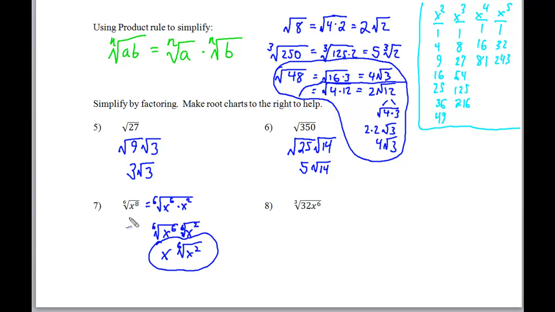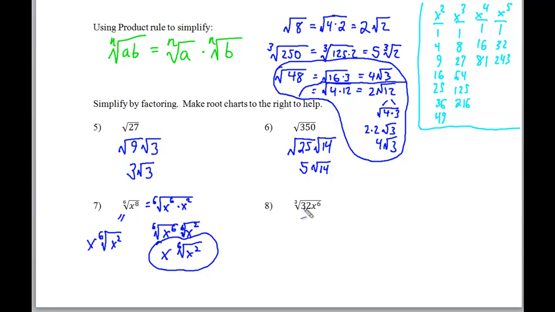An alternative to doing this strategy is to ask yourself, how many times does 6 fit into 8? It fits into 8 once with 2 left over. So a quick way to write that is x with 2 left over under the 6th root. So I'll show you both ways how to do that in this problem.